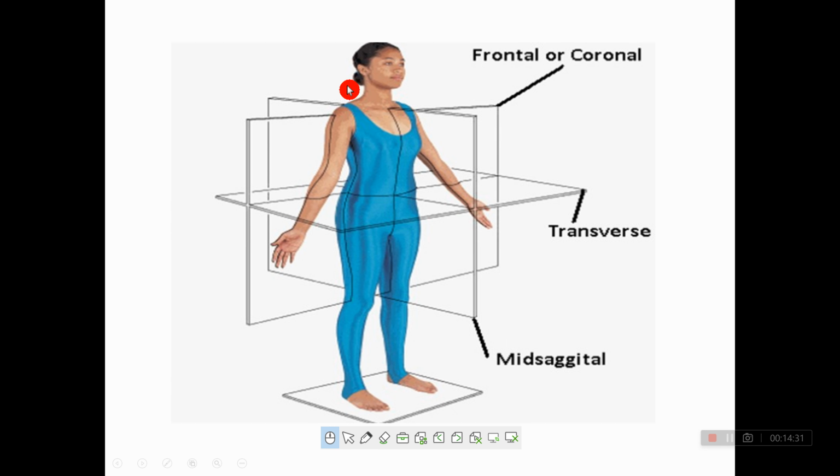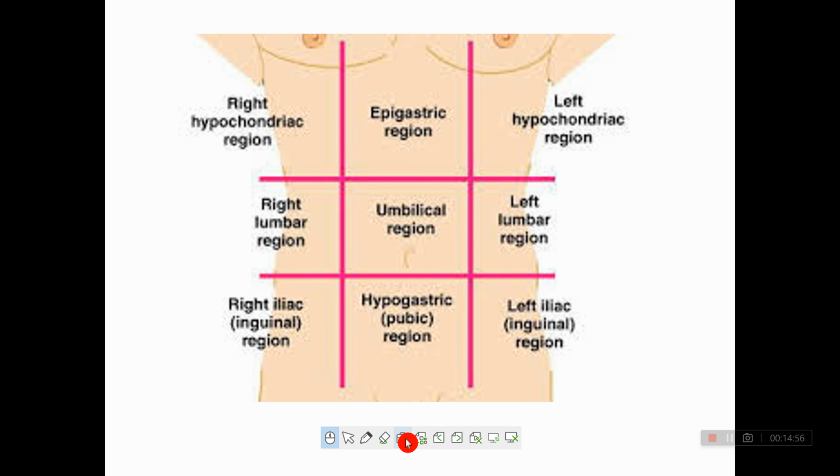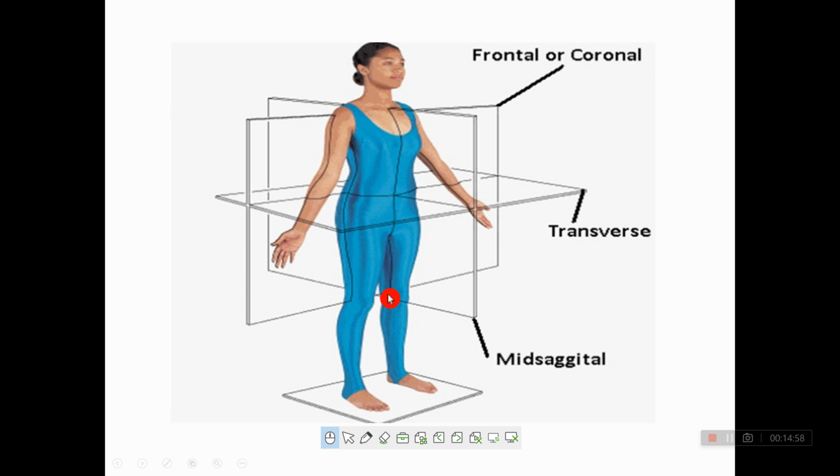Next are the different planes of the body. If you study anatomy, you will encounter certain terms that you should be aware of. These are the different planes of the body, showing how a body is divided into equal halves. The first one is the sagittal plane or mid sagittal. The sagittal plane divides the body into equal right and left halves.